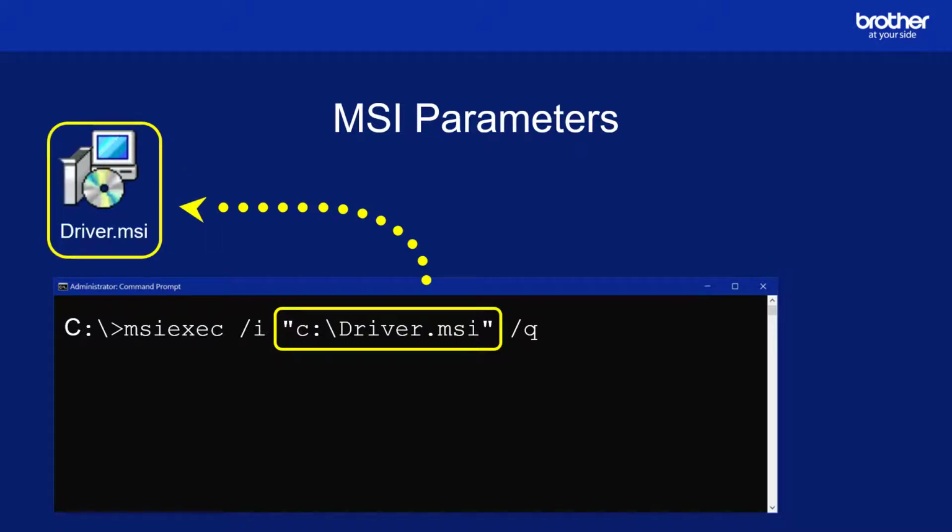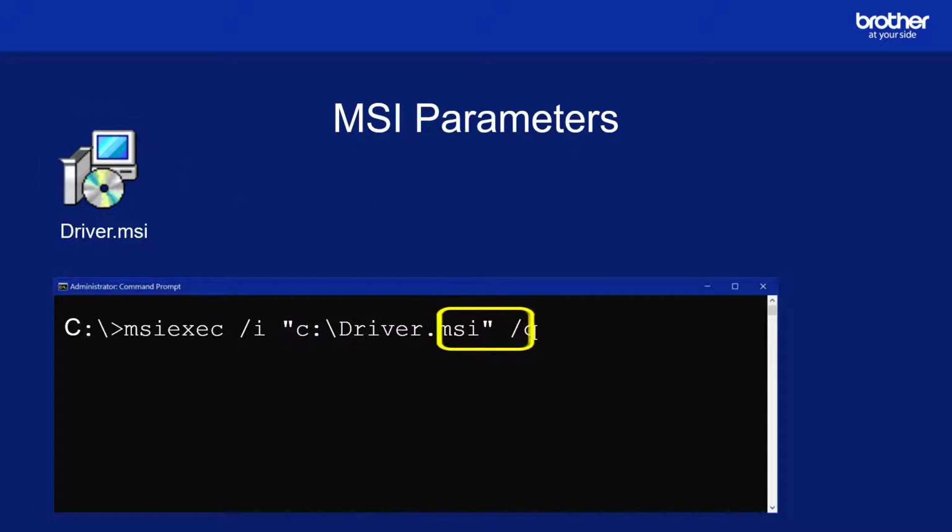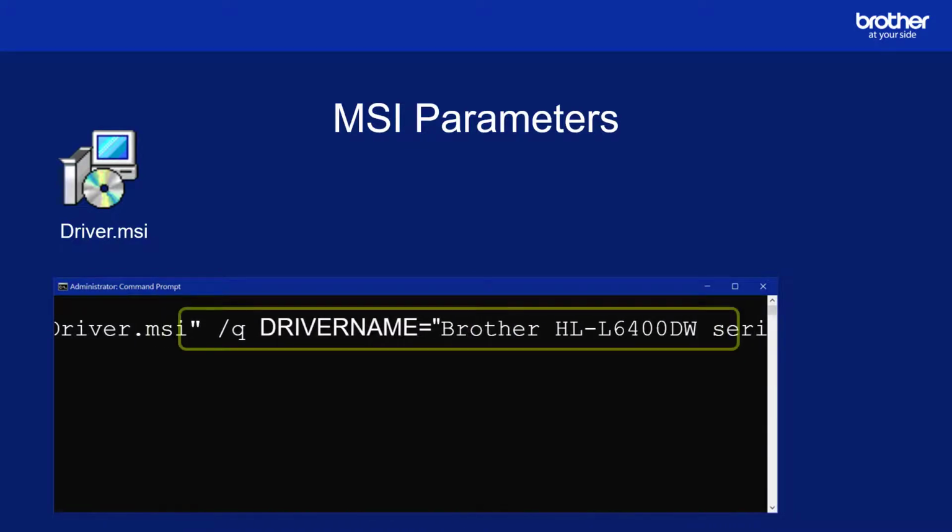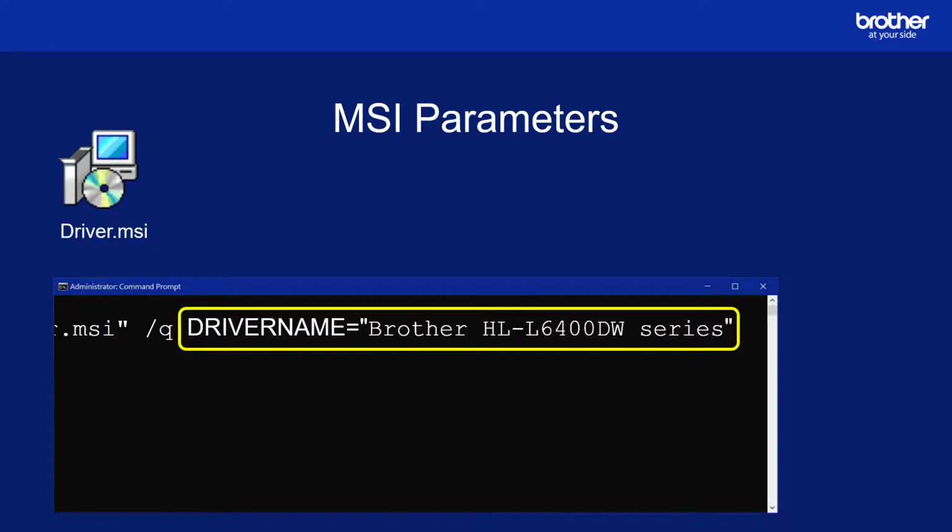Within quotation marks, we need to type the name and location of the printer driver's MSI installer file. To prevent the installation from disrupting the end user, by that I mean displaying any windows or messages to them during the install, type the parameter /q. Q means quiet. Here we need to pass some rather specific MSI parameters. For example, the name of the printer driver.